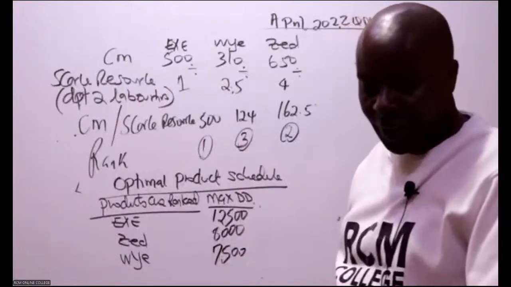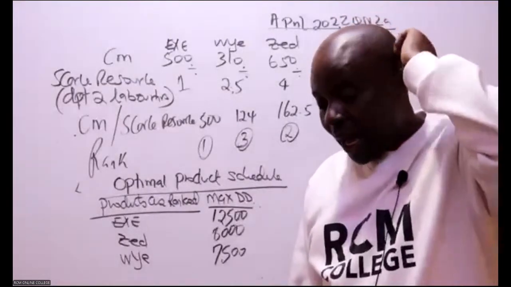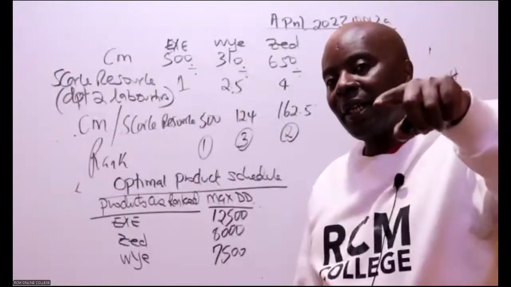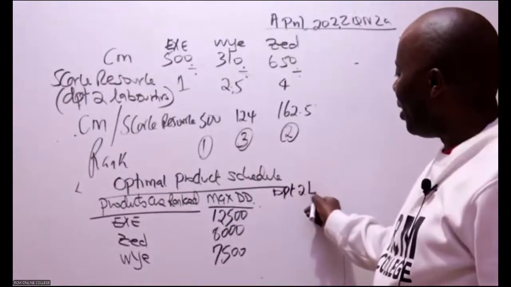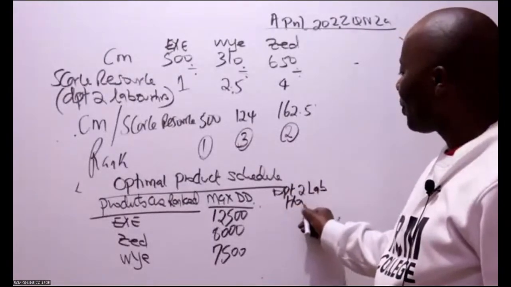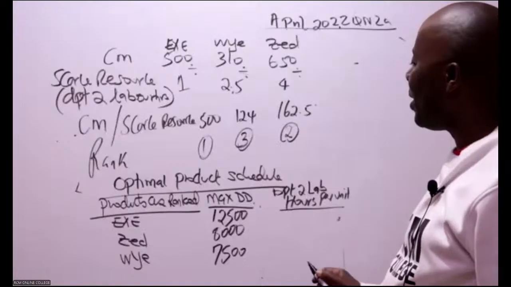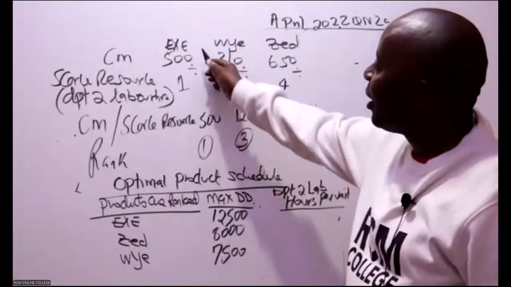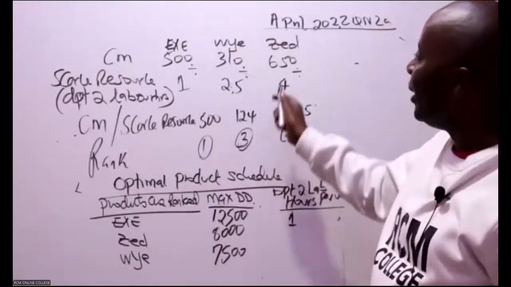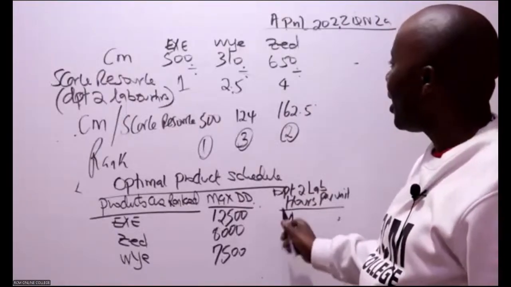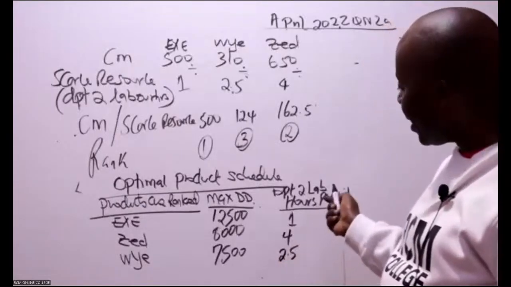Now, after that, ladies and gentlemen, remember, this is our ceiling. So our aim is to see how far the scarce resource will take us. So we have here scarce resource, Department 2 labor hours. Remember, this will be per unit at first. So Department 2 labor hours per unit. Are you able to see for X? It's normally from this table. So for X, I can see 1. And then for Z, I can see 4. And then in this case here for Y, I can see 2.5.